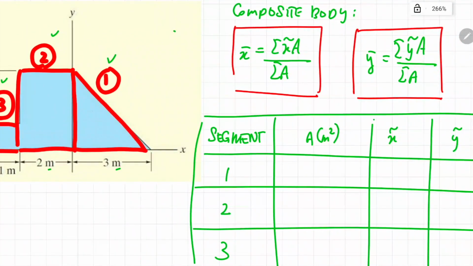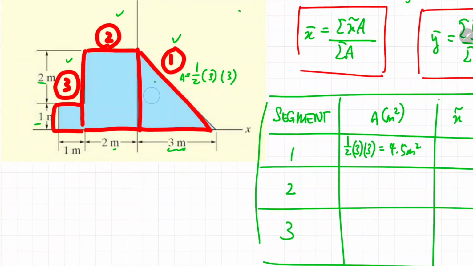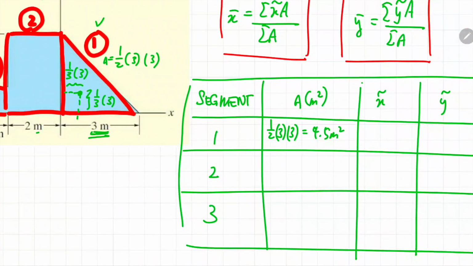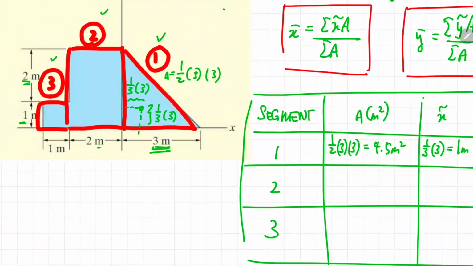Now let's look at the first segment. It's a triangular shape, so its area is half multiplied by the length and the height. Half multiplied by 3 and 3, you get a corresponding area of 4.5 meters squared. The centroid of a triangular shape would be somewhere around here, whereby along the x-axis it would be about 1/3 of the length, which is 1/3 of 3 meters. Accordingly, along the y direction it would also be about 1/3 of its height of 3 meters. So the x curve, the coordinate along the x direction, would be 1 meter, and the y curve would be 1 meter.